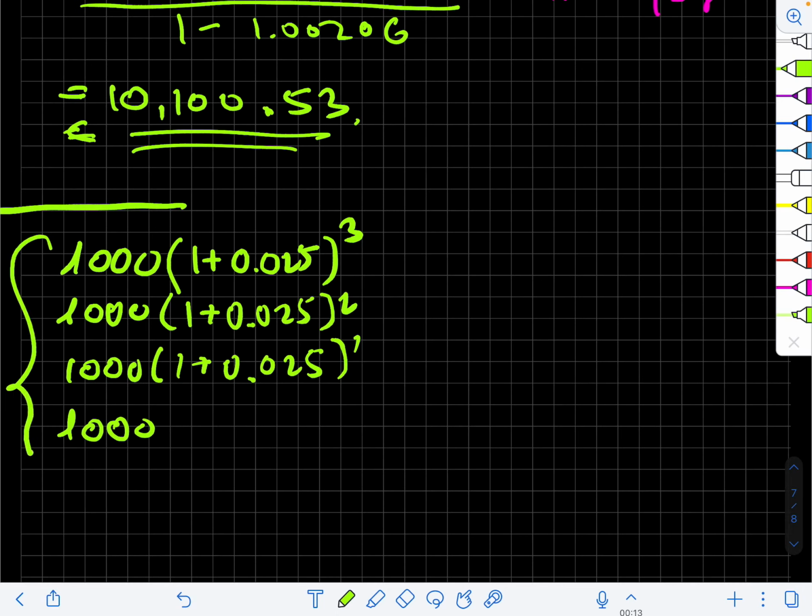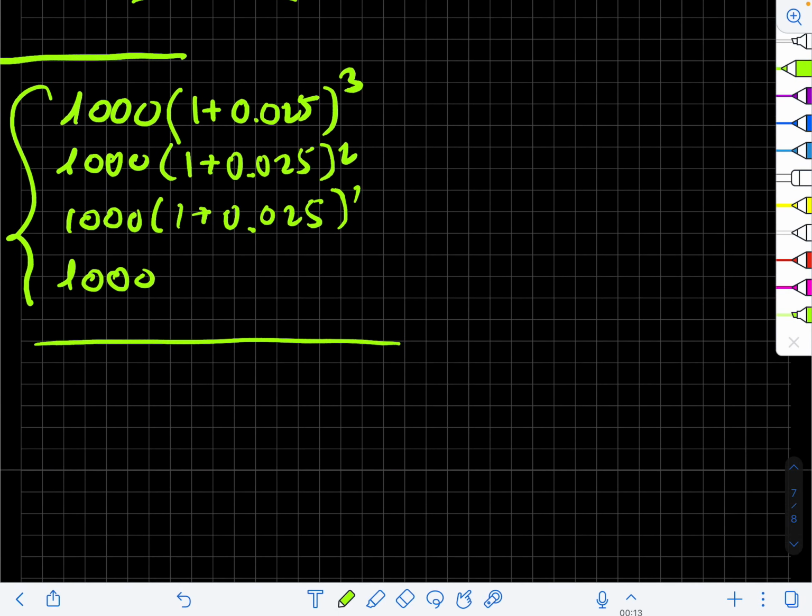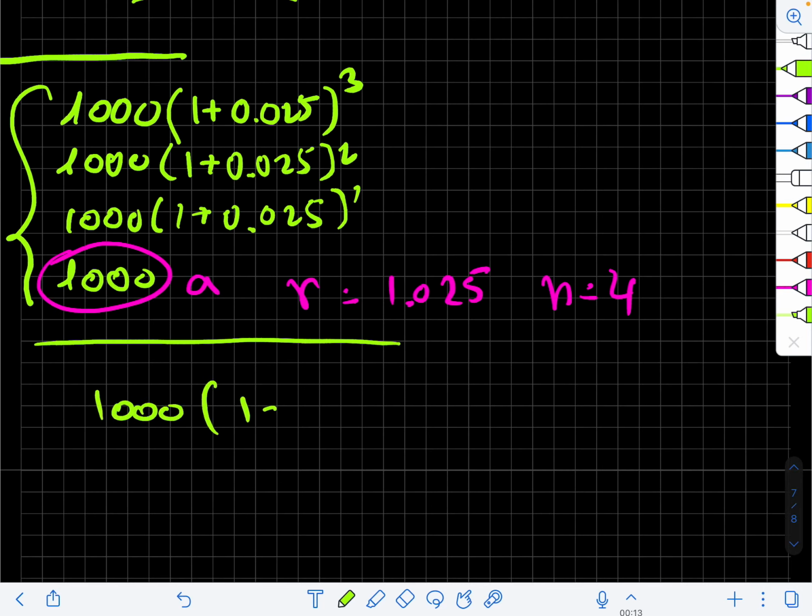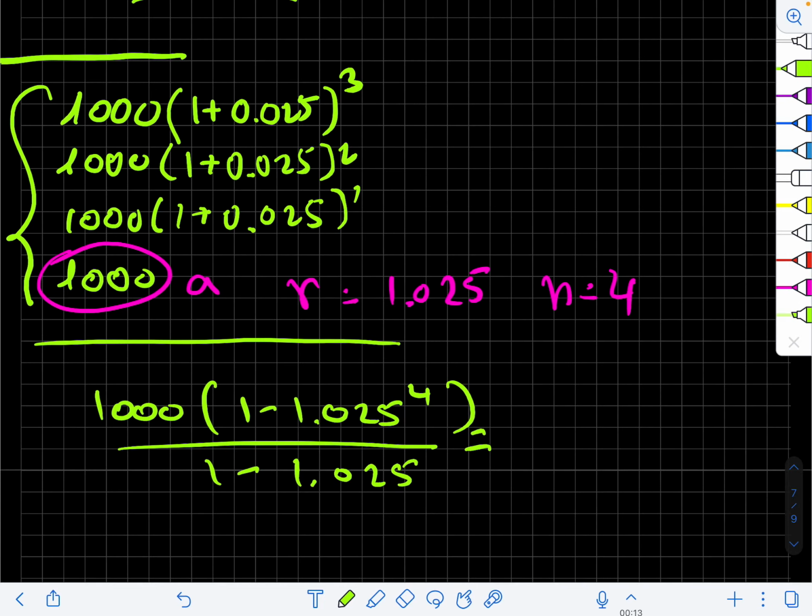We have to add all of these. You can calculate each one separately and add, or you can put it in the S_n formula. So for the S_n formula, again, this is my first term. My ratio is the bracket, 1.025, that's the ratio. And for the terms, I have 4 terms, so I'll put it all together into the formula, which says a, in our case 1,000, multiplied by 1 minus the ratio to the power of the terms, which is 4, over 1 minus the ratio. And we calculate that out, and it comes out 4,152 euros and 56 cents.